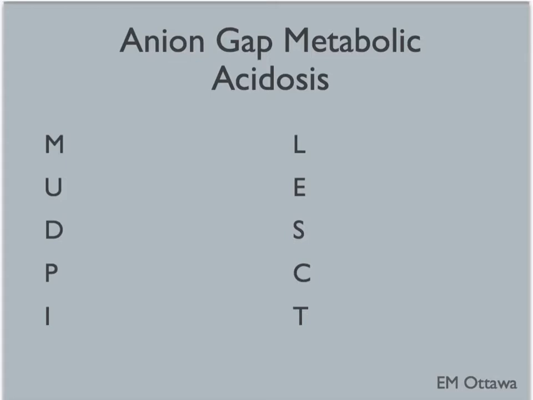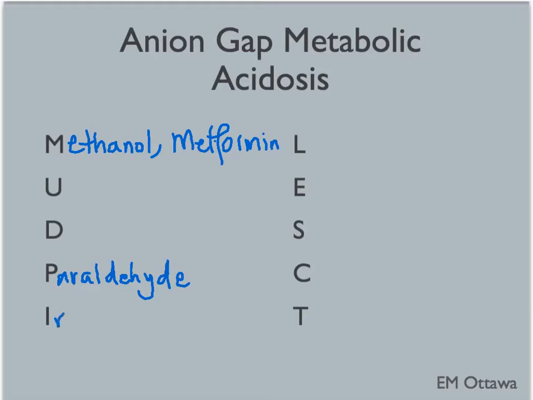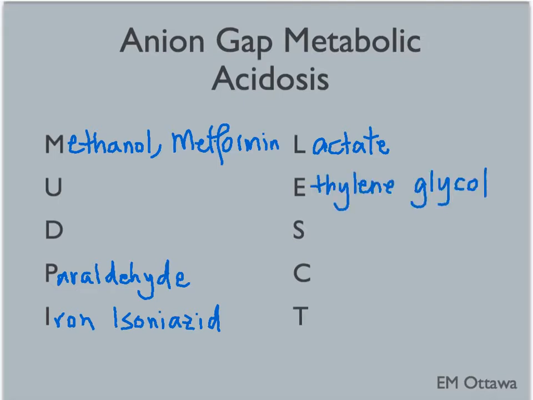M stands for methanol and metformin. U stands for uremia, really not a toxin. D stands for DKA. P stands for paraldehyde. I stands for iron and isoniazid, a medication used to treat TB. L stands for lactate. E stands for ethylene glycol. S stands for salicylates. C stands for carbon monoxide and cyanide. And finally, T stands for toluene.